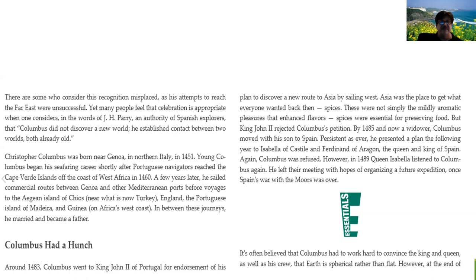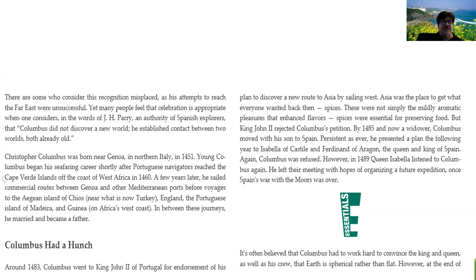Young Columbus began his seafaring career shortly after Portuguese navigators reached Cape Verde Islands off the west coast in Africa. So if you know your locations, the African continent is underneath the European continent. And people went around there. Navigators are people that go out to sea and travel out to sea. So they traveled all the way to Cape Verde Islands off the west coast of Africa. So again, you realize Christopher Columbus got lost and wound up all the way across the Atlantic Ocean.